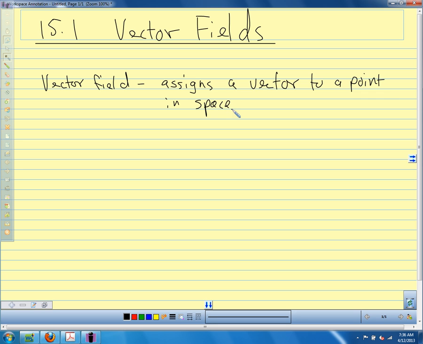So that's the distinction. Our input for a vector field is going to be a point in space, and then our output is going to be a vector assigned to that particular point.